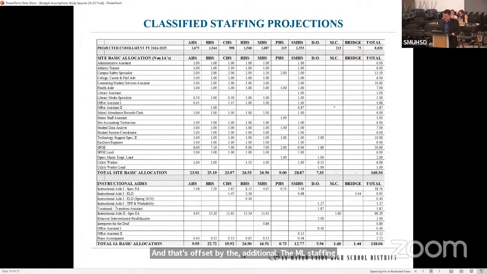In terms of classified staffing, this is very similar to second interim. The only differences really that we're seeing are the changes in step down plan that the board approved earlier this year, including making permanent of the mental health counselors and campus safety specialists.